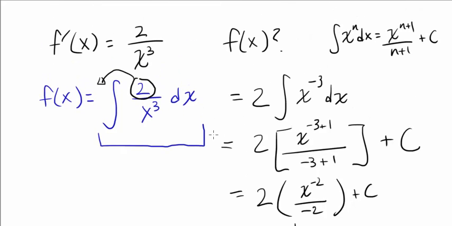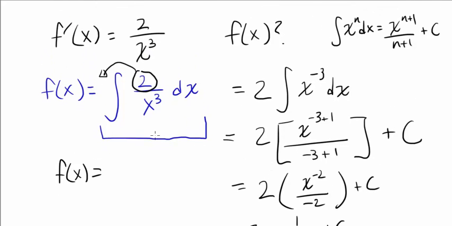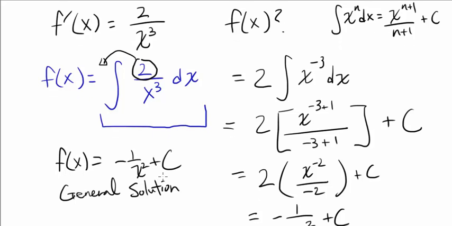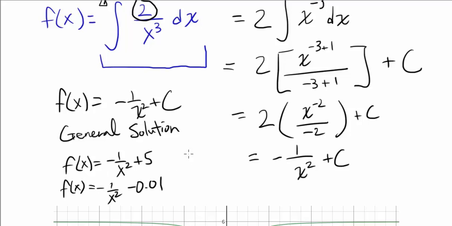So we know if f prime of x is 2 over x cubed, our f of x is negative 1 over x squared plus c. And we call this a general solution. And the reason it is general is that it is not one specific or particular solution. F of x can be negative 1 over x squared plus 5. F of x can be negative 1 over x squared minus 0.01. F of x can be negative 1 over x squared plus 10,000. We do not have a particular solution to pick from.